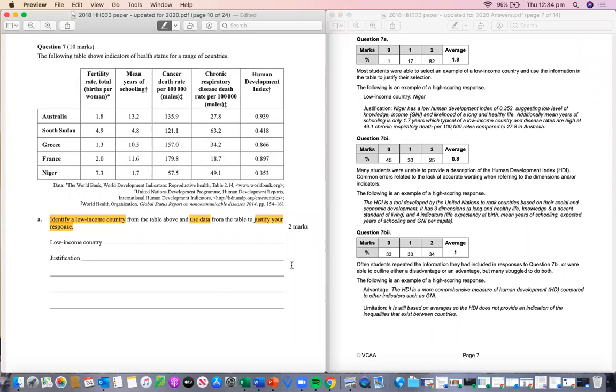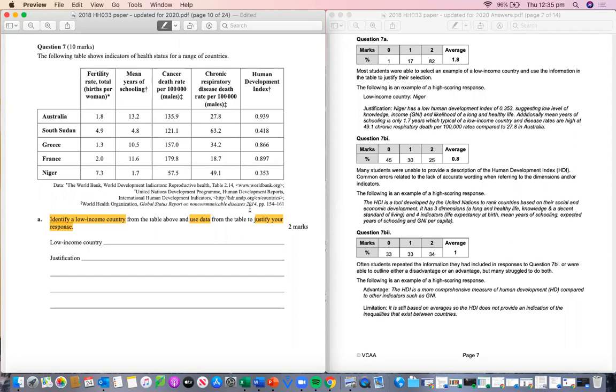Then your justification follows that. A lot of people got 2 marks, so it was a fairly easy question. Nigeria has a low Human Development Index of 0.353, using this column here, suggesting low levels of knowledge, income or GNI, and likelihood of long and healthy life. Additionally, mean years of schooling is only 1.7 years, which is typical of a low-income country, and disease rates are high at 49.1 chronic respiratory deaths per 100,000, compared to 27.8 in Australia.